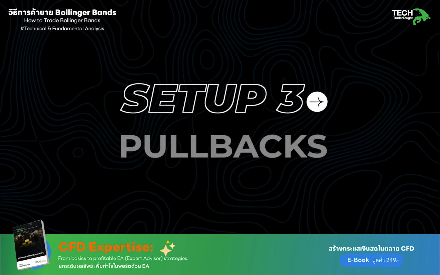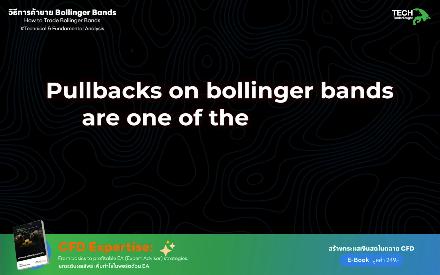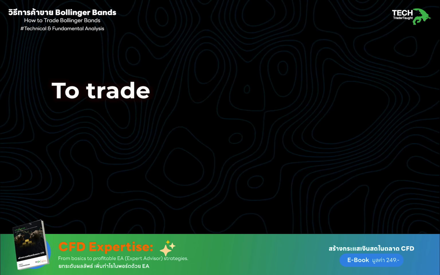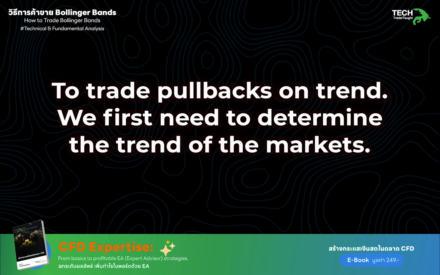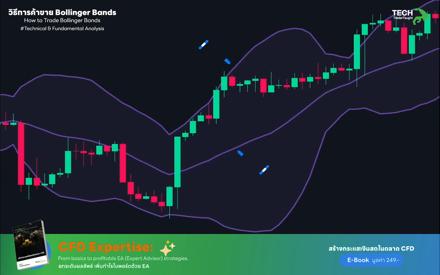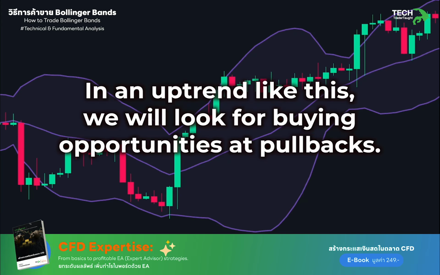Setup 3. Pullbacks. Pullbacks on Bollinger Bands are one of the simplest setups. To trade pullbacks on the trend, we first need to determine the trend of the markets. When the price is moving within the upper and the middle band, we consider the price to be in an uptrend. In an uptrend like this, we will look for buying opportunities at pullbacks.